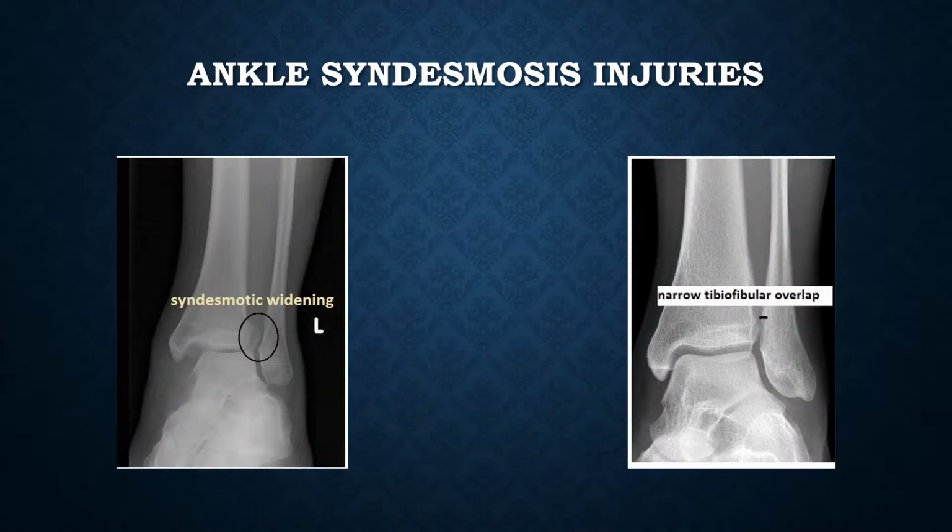Here we can see two different patients that suffered a syndesmosis injury. Due to the separation that occurs between the distal tibia and fibula in this type of injury, there is no longer much of an overlap between these two bony structures. Remember that in ankle syndesmosis injury, we want an overlap to occur between the distal tibia and fibula.